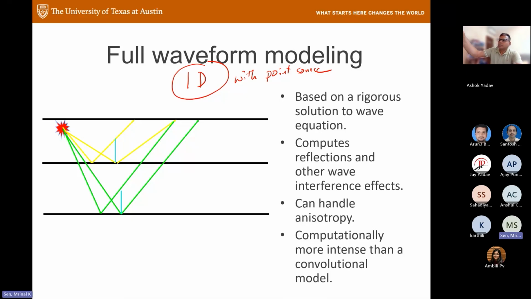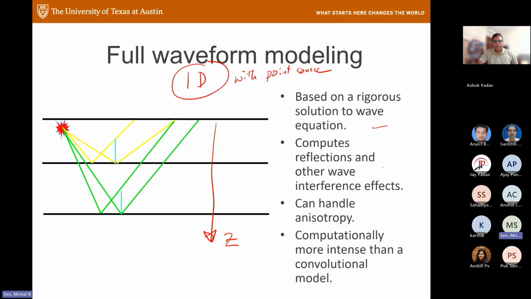So what we will look into is a method that is based on a rigorous solution to the wave equation. Any questions? So here we will look at how we can solve the wave equation with the special condition that the medium properties are varying only as a function of depth. Okay, and we will compute reflections like this.